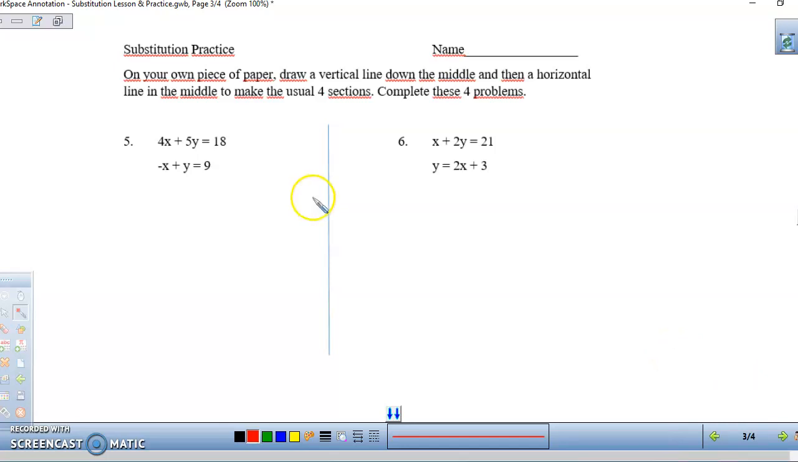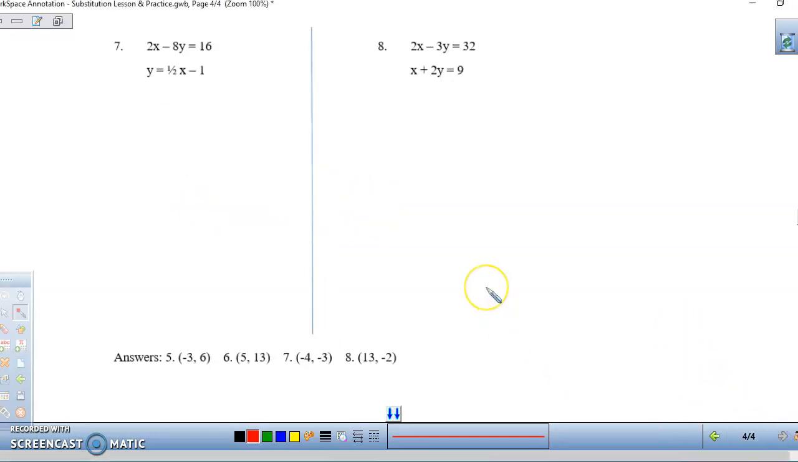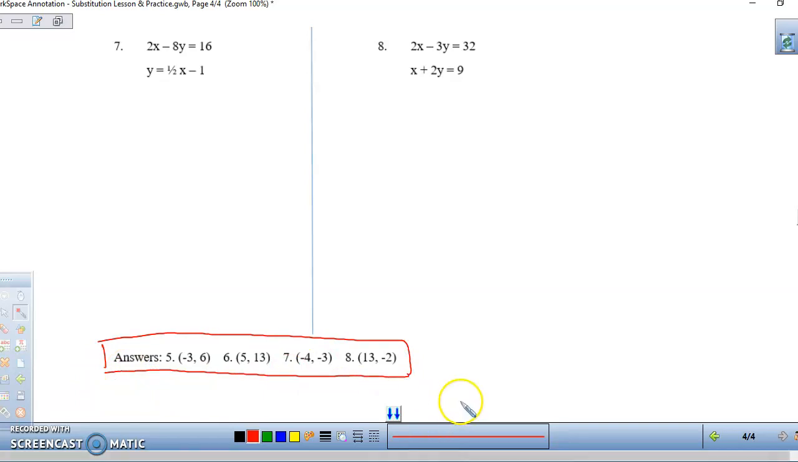So you may need to pause to write these 2 problems down, and then pause, and then write down number 7 and number 8. I have also included all of the answers here so you know if you're doing it correctly. Okay, so please do 5, 6, 7, and 8 on your own paper, and I will see you next time.